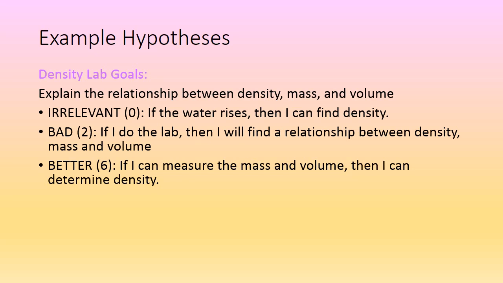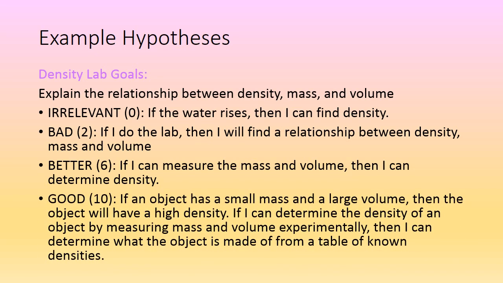So here's an example of something that's really good, and it's two parts. If an object has a small mass and a large volume, then the object will have a high density. So right there I'm showing what I think, how I think mass and volume will affect density. I'm actually predicting the relationship between density, mass, and volume, which is my goal of the lab.